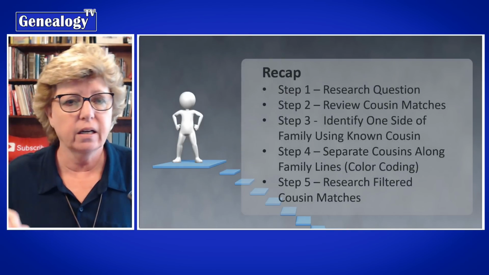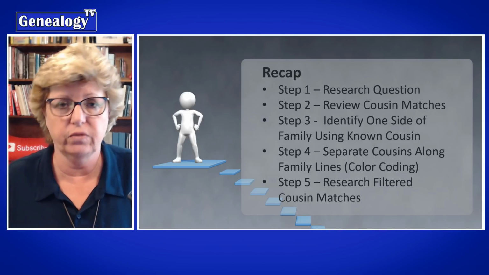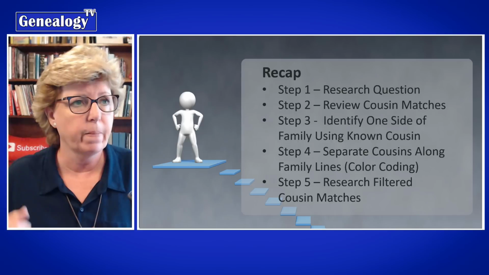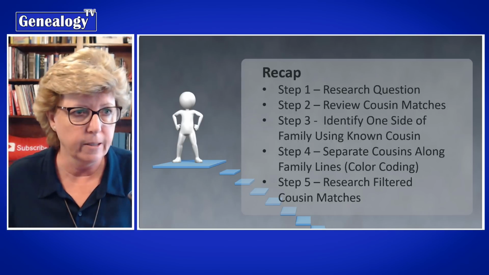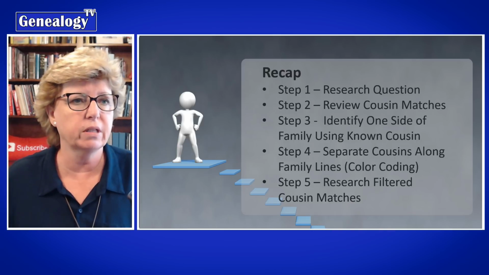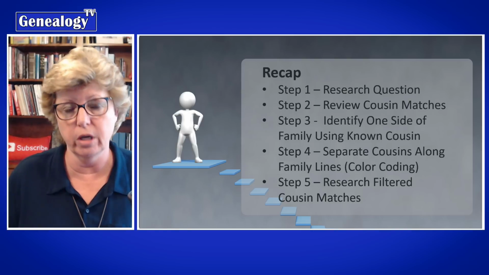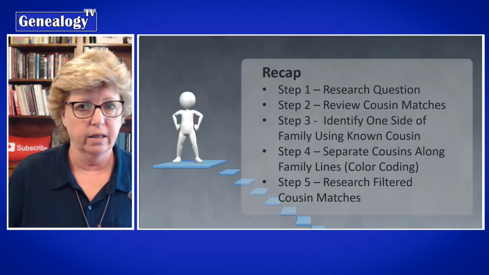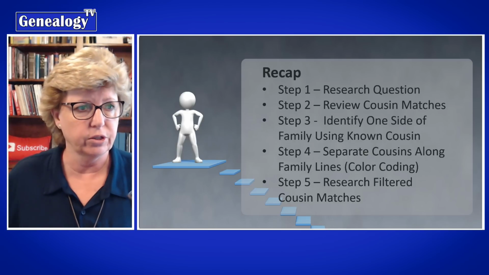And just to recap the 5 steps again: the first step is just to figure out what it is that you want to research. The second step is to review the cousin matches in their entirety, unfiltered. The third step is to identify one side of the family by using a cousin match that you know or suspect is on one line or the other that you're researching.